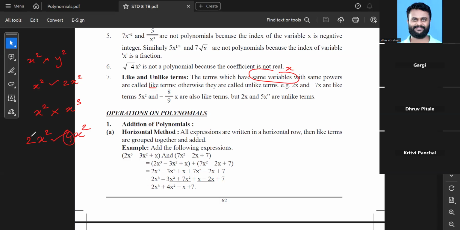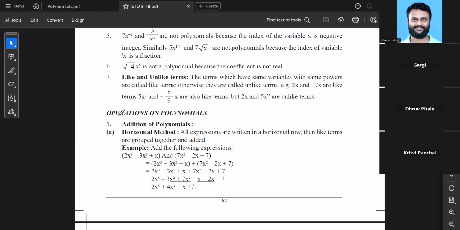So the coefficient, it doesn't matter what the coefficient is. Coefficient same or not, it doesn't matter at all. Only the variable should be same and power should be same, then we can call them like terms. Otherwise we'll call them unlike terms.